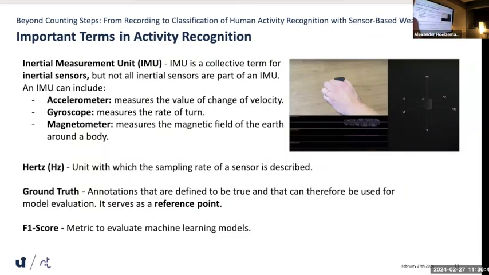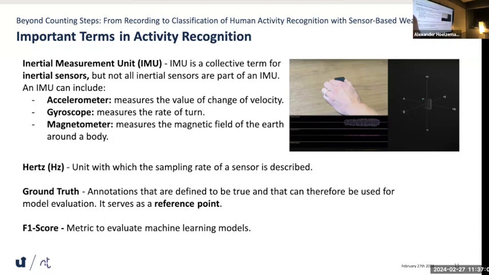Some important terms that you need to know in order to follow this talk a little bit better. IMUs, I just introduced it. Accelerometers measure the rate of change of velocity. We have gyroscopes, which measure the rate of turn. Magnetometers measure the magnetic field of the Earth around the body.